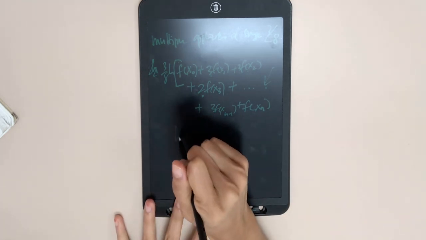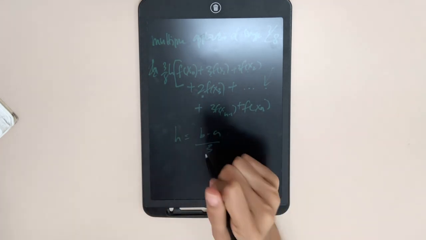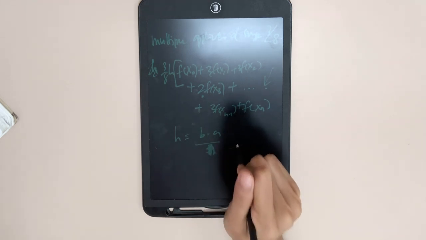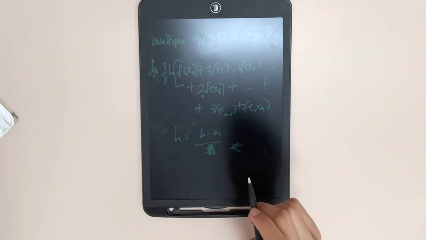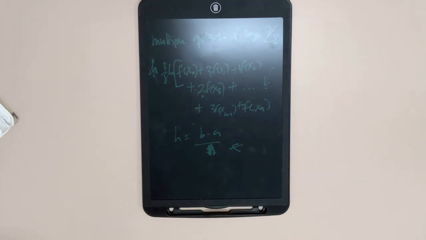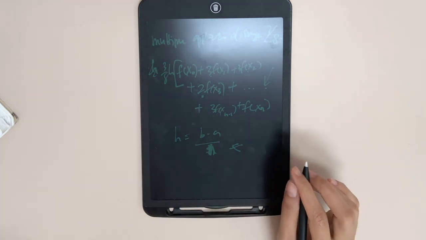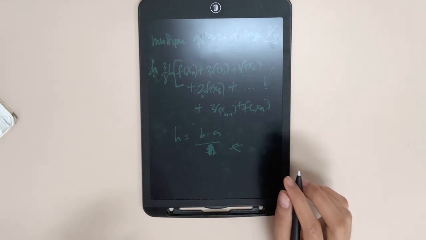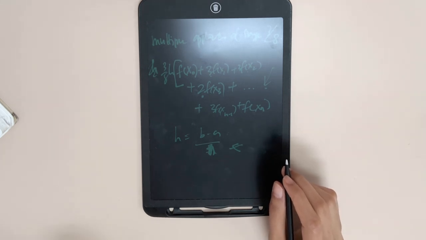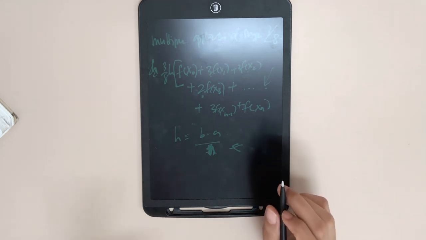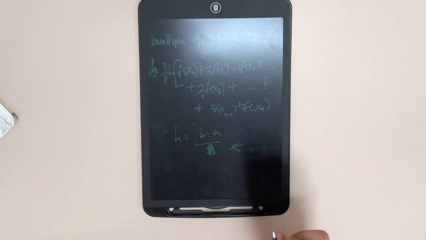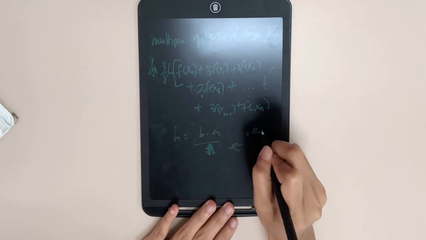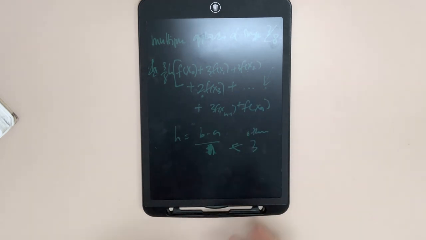And the h is b minus a over n, and your n is no longer 3. Your n cannot be 3 now. Your n is other than 3. It can be 6, it can be 9. So it can be other than 3.